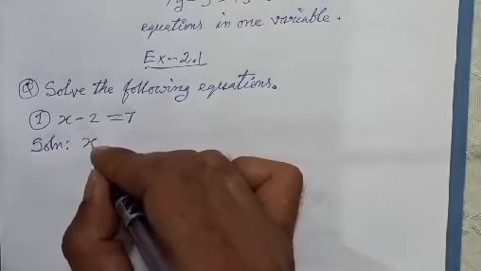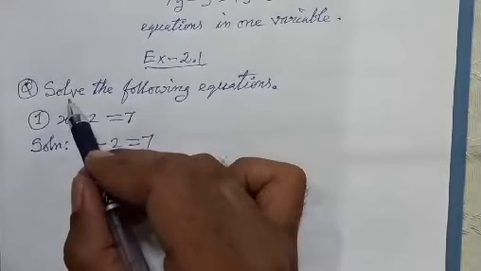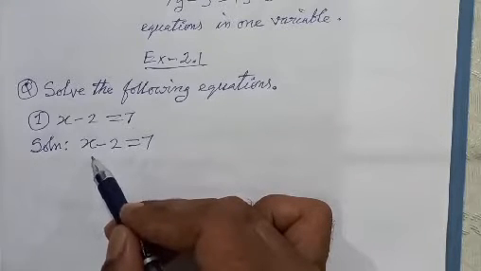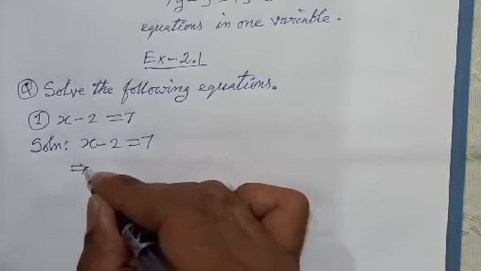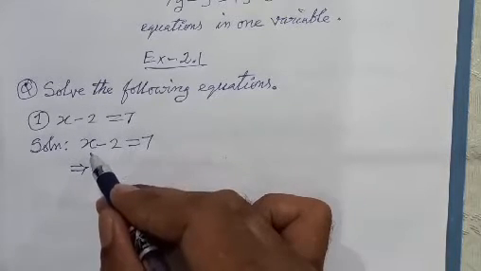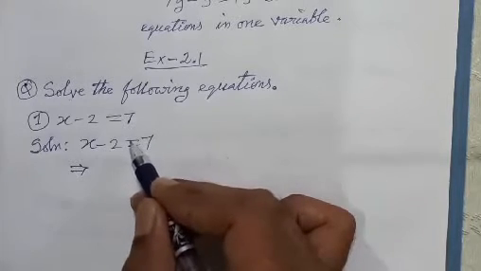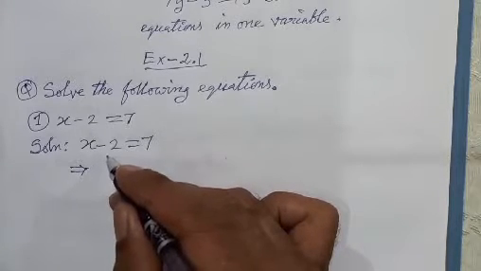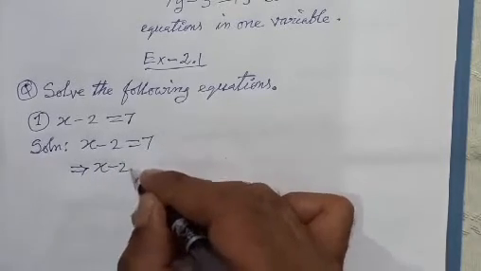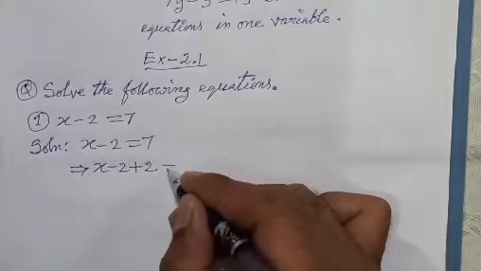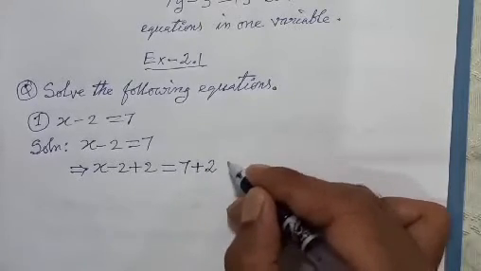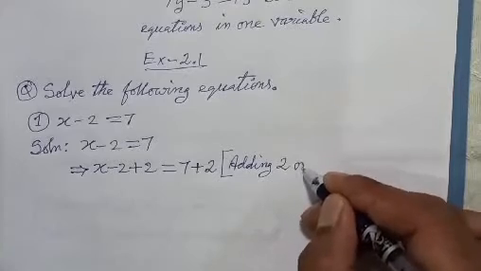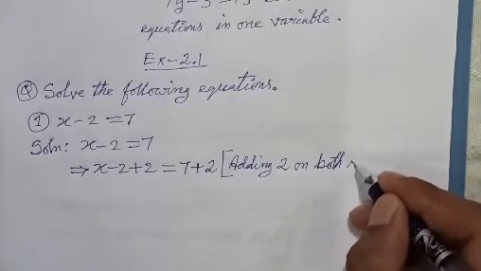Here the given equation is x minus 2 is equal to 7. Solve means to find out the value of the variable. Here the variable is x, so we have to find out the value of x. This implies if we want to find out the value of x, we don't need this minus 2. To make this minus 2 zero, we are going to add plus 2. Minus 2 plus 2 becomes 0. So we have to add 2 on both sides. x minus 2 plus 2 is equal to 7, on the other side also we are going to add 2. Here, we are adding 2 on both sides.